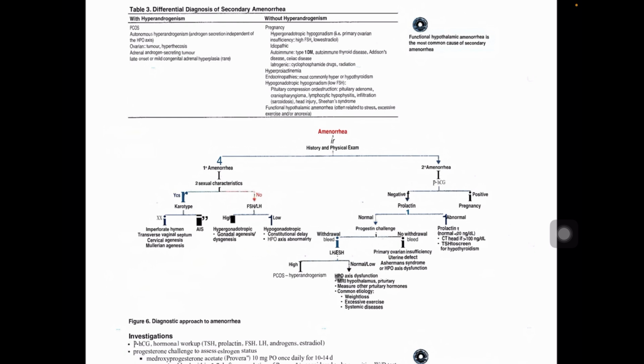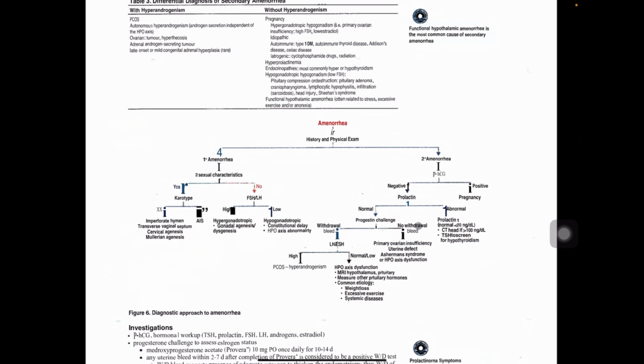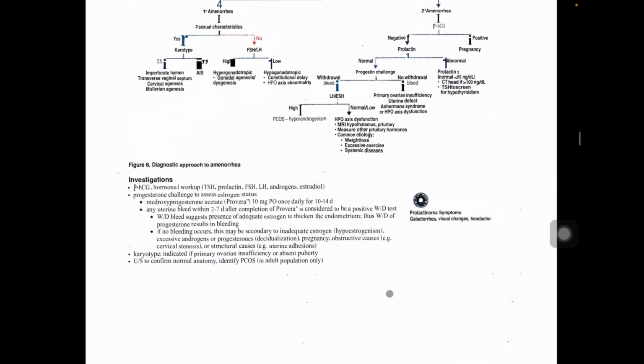If you are short on time before your exam, just go through these tables and flowcharts to have a clear-cut concept of how you need to approach these. This is how they're going to ask you questions. Let's say they give you a situation in the progestin challenge test. They want to know about primary ovarian insufficiency, right? If you have a clear concept of this chart, you will be able to answer all the questions.